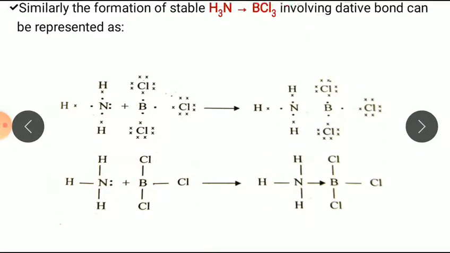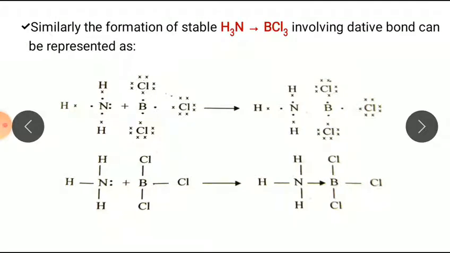Next example. Similarly, the formation of stable NH3 BCl3 involving a dative bond can be represented as follows. See, in NH3, as we have just seen, this nitrogen contains 5 electrons. Of those, 3 electrons are used to form the N-H bonds, right? One electron pair is remaining. BCl3 has a total of 3 valence electrons, but each electron is used in the formation of the BCl3 molecule.